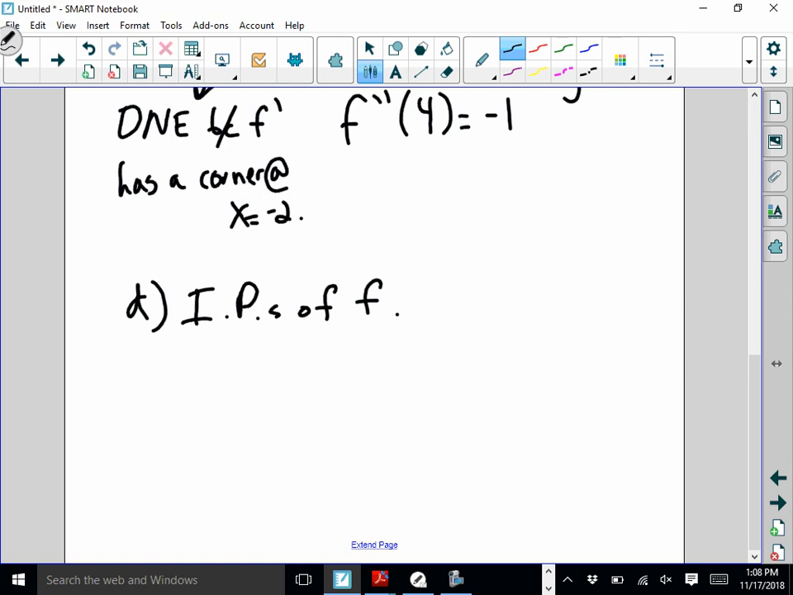Well, obviously we want to use the f prime. We want to think about this in terms of f prime because that's the graph we have, right? So I want to look on my graph and see where does f prime switch from increasing to decreasing or vice versa.